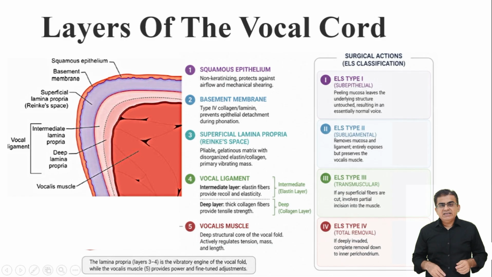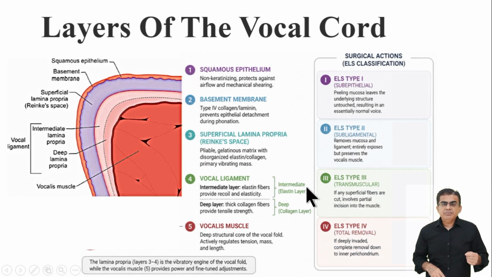This is a detailed diagram of the vocal cord. This slide connects our knowledge about layers of vocal cord to our surgical actions. On the left side, you see 5 anatomical layers. We have seen those 5 layers in our previous slide. Now look at the middle of this slide, where we have defined the function of each layer.